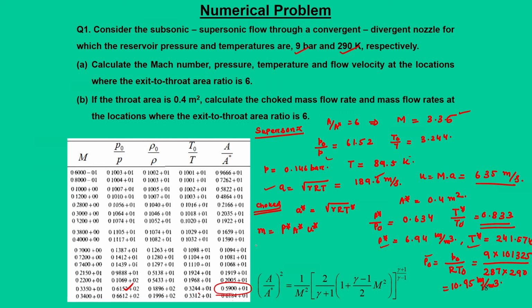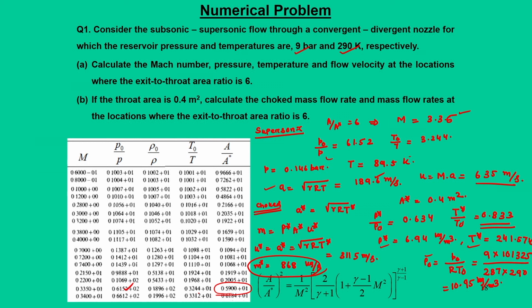So, you can say U star. U star is nothing but A star, that is square root of gamma R T star. So, when you put this, U star would be 311.5 meter per second. So, when you put all these numbers, then the mass flow rate m dot can be calculated as 868 kg per second. So, this is the choked mass flow rate.